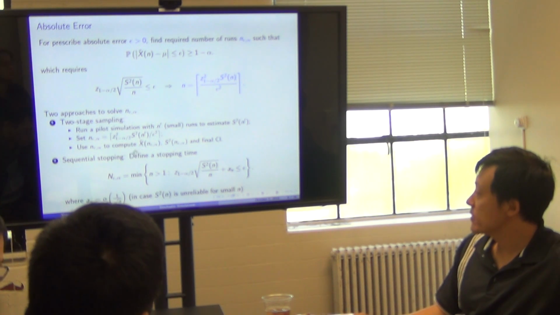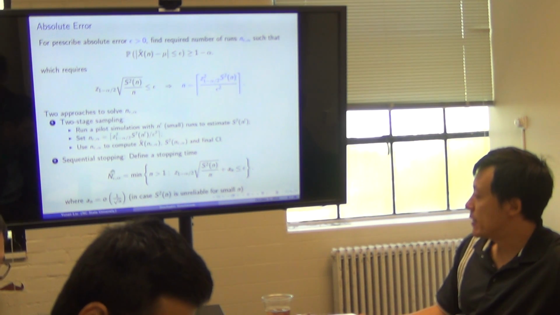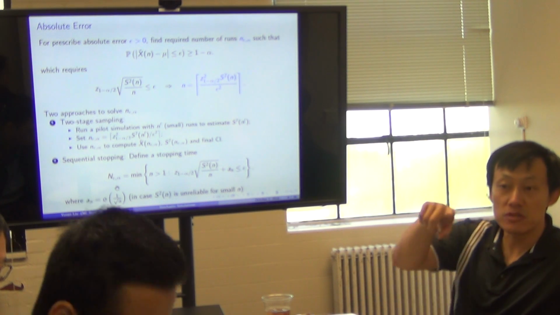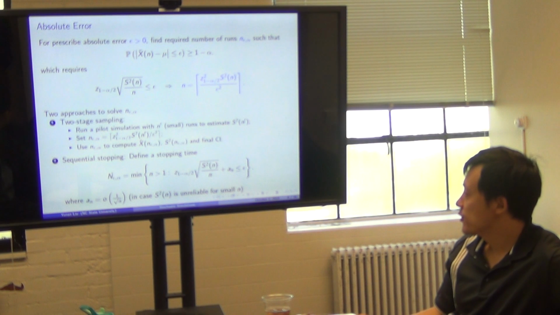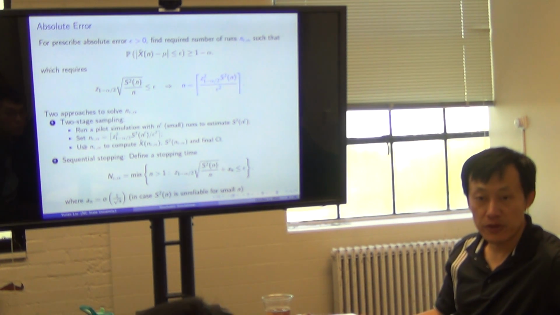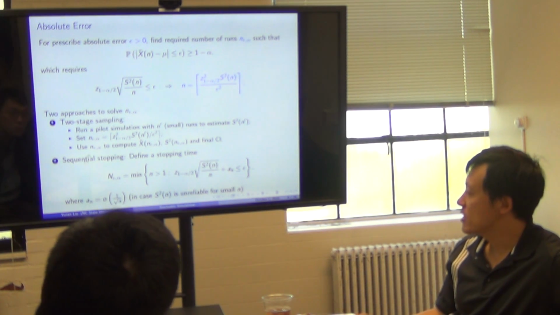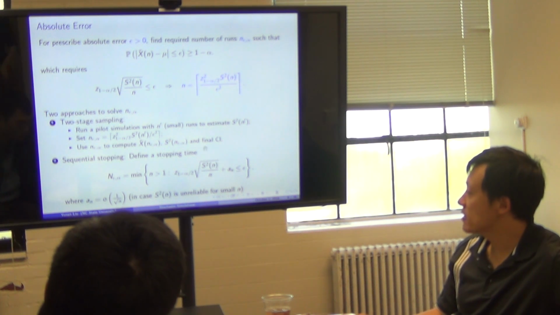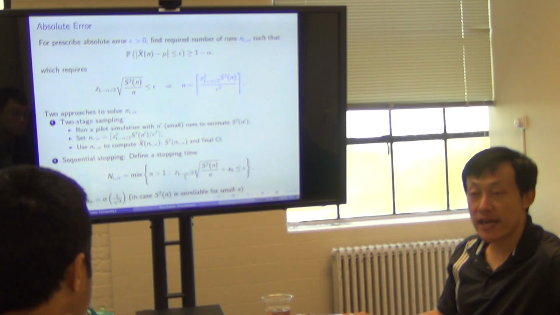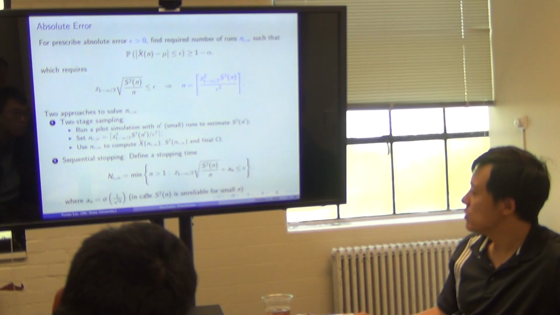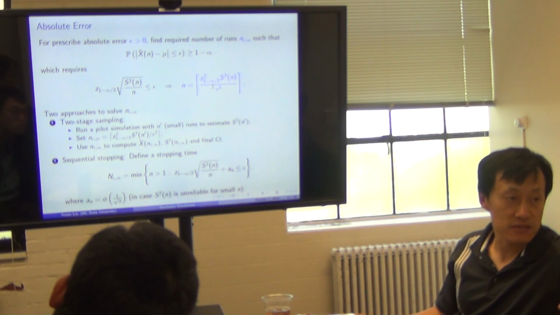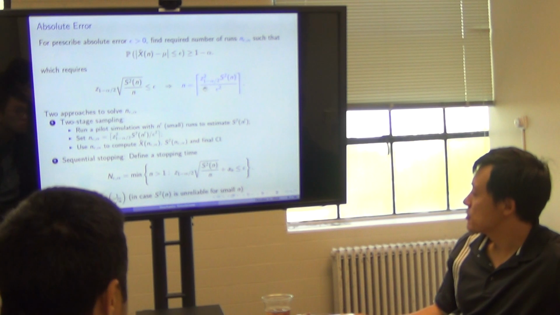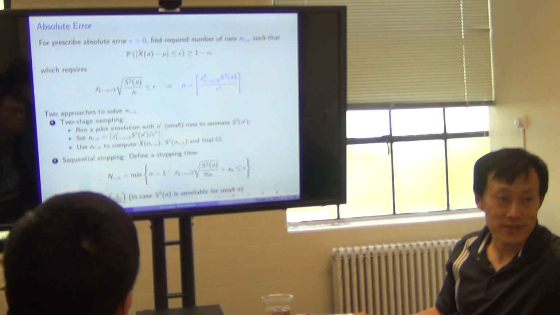Approach two is called sequential stopping. So we define a stopping time. We had a two-stage problem here, right? We could do a one-step procedure called the sequential stopping problem, defining a stopping time n such that this condition is met. So we increase n, we check this. We increase n, we check it until the first time this condition is met. We just take that n. When we stop, we know that the condition is met.